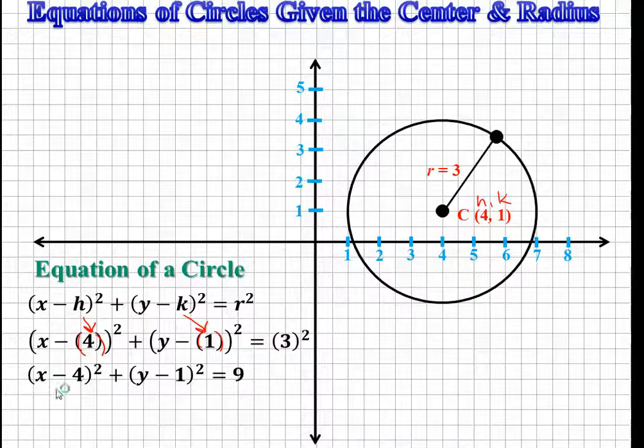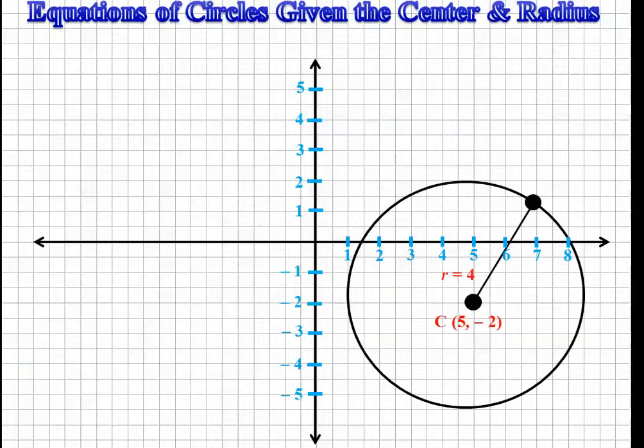And so we've got the difference of x and 4 squared plus the difference of y and 1 squared is going to equal 9, because 3 squared is 9. And whenever you're writing an equation of a circle, that's all you have to do. You don't have to do any solutions or anything. You're done. So you can put an X around that and call it good.